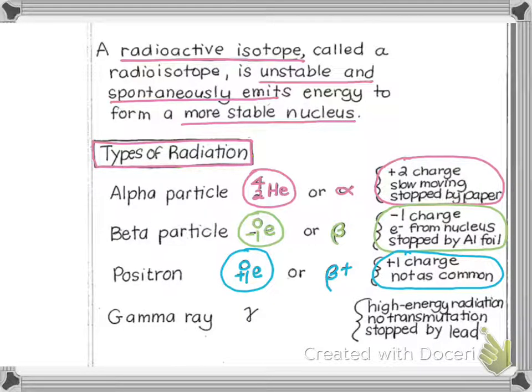And the last of the radiations here is a gamma ray. Gamma ray is not a particle at all. This is very high energy electromagnetic radiation. Electromagnetic radiation would include things like ultraviolet light, infrared light, visible light, TV waves. So this is energy that travels through space as a wave.